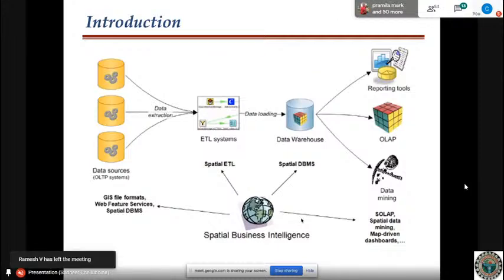Most probably, I'm skipping ETL. ETL is nothing but extract, transform, loading. It's a kind of system where the data can be pulled from different sources and put into the data warehouse. That's a kind of data loading thing, and everything is understandable here from the names.